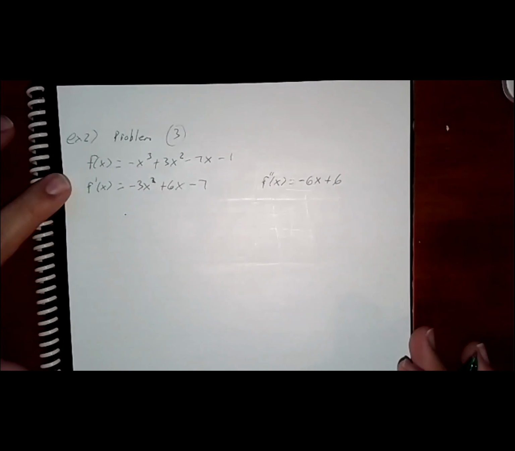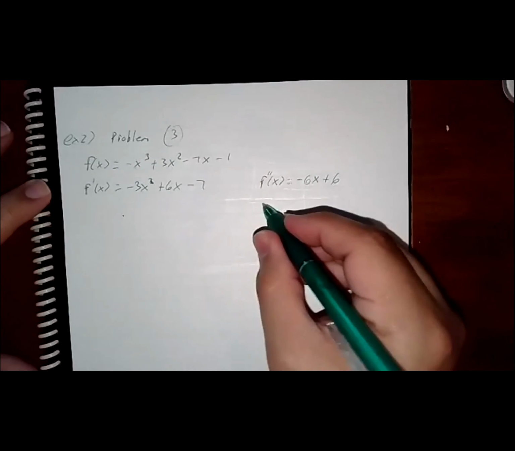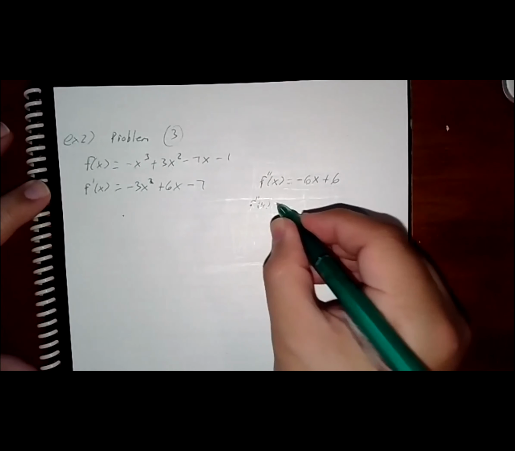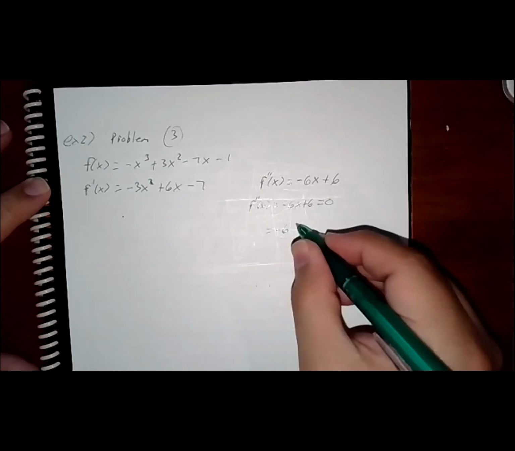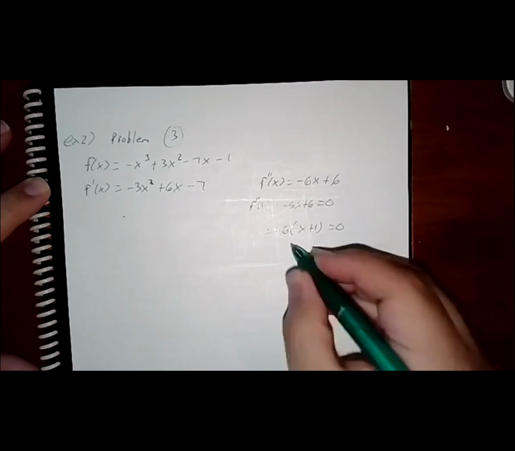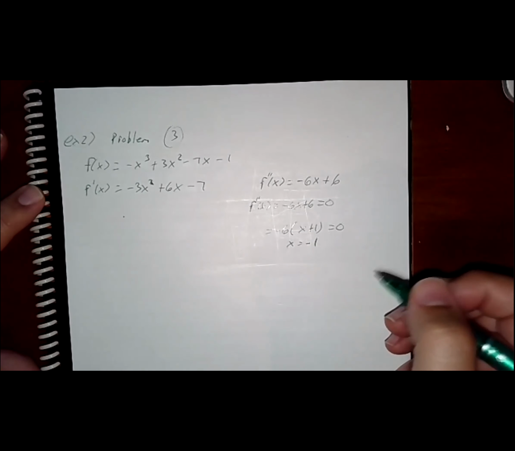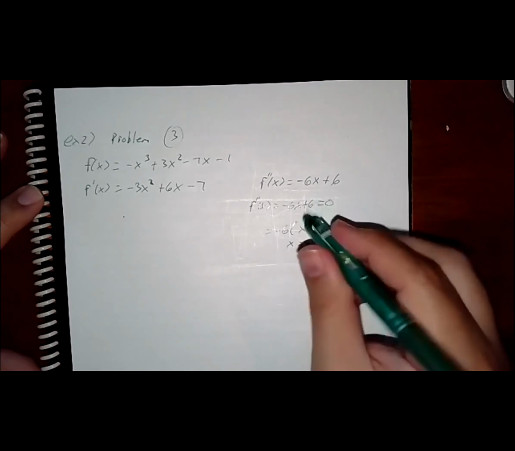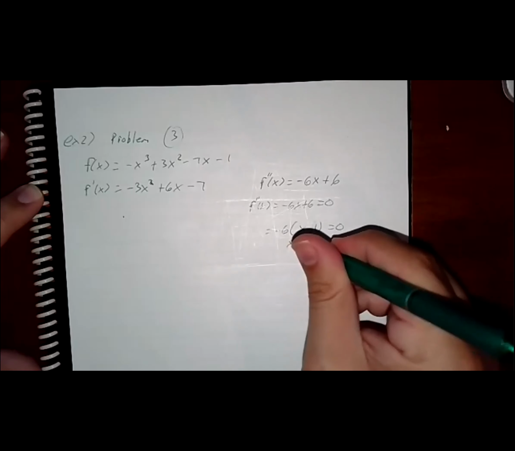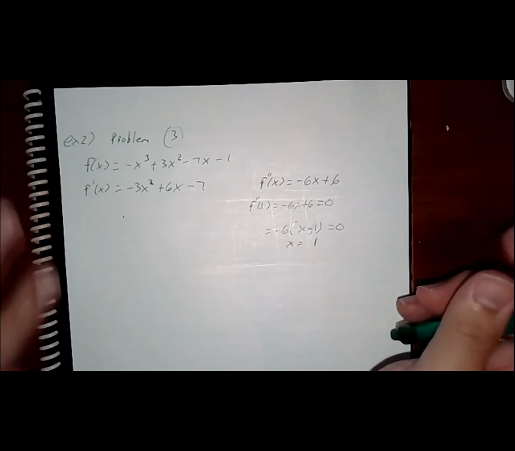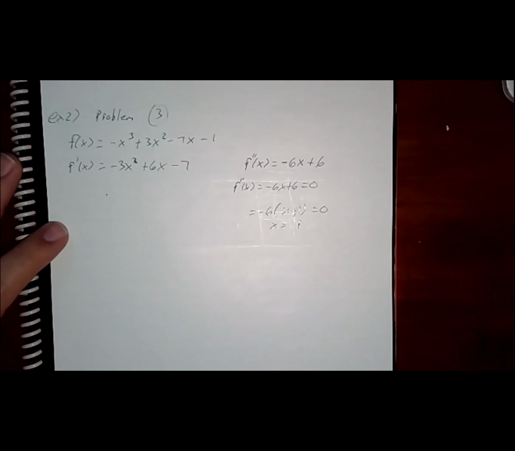We need to find out where we're concave up and down, so all we have to use is this. Set this to 0. Factoring out -6, we get x plus 1 equal to 0, so x is equal to -1. Oops, that should be minus, and this is going to be plus. Okay, so x equals 1.